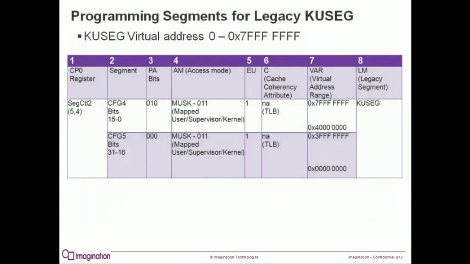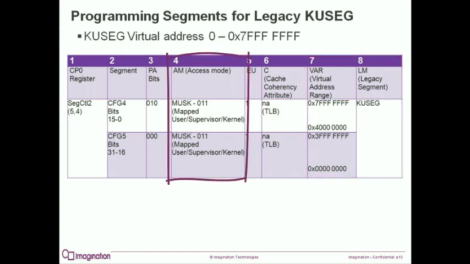The legacy KUSEG segment was accessible in kernel, supervisor, or user mode, with an address range that covers the lowest 2 gigabytes of virtual memory and could be mapped through the TLB to any physical address. When in error state, KUSEG becomes direct mapped and uncached to the lowest 2 gigabytes of physical memory. In the table, SegControl2, which is CP0 register 5, select 4, is used to program segments CFG4 and CFG5, which correspond to the legacy KUSEG virtual address range.